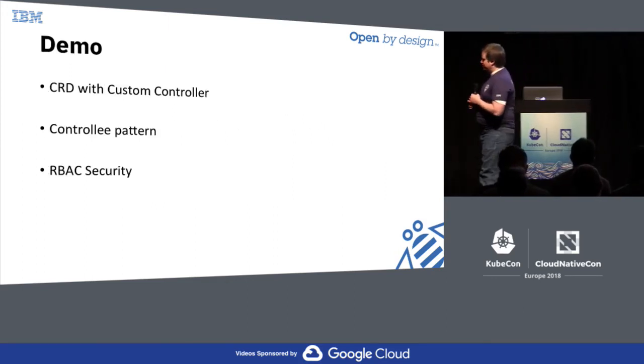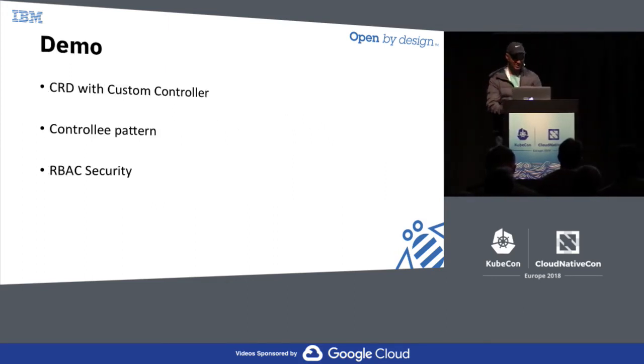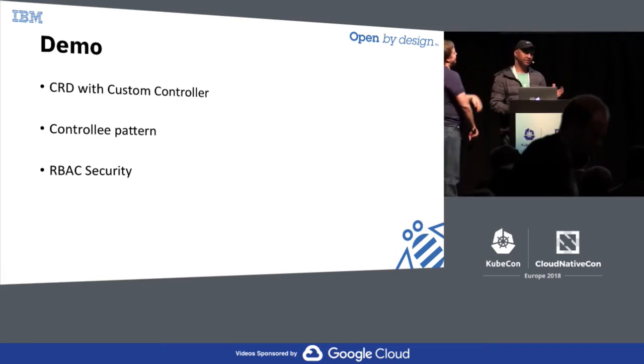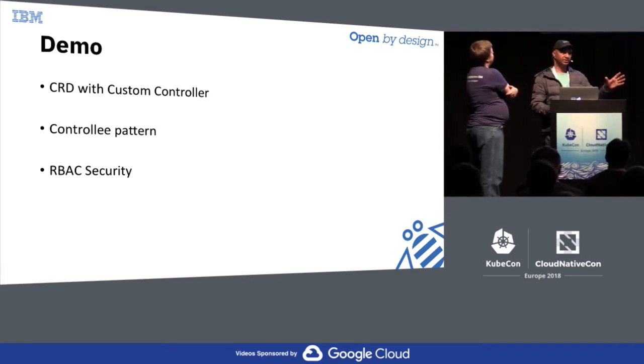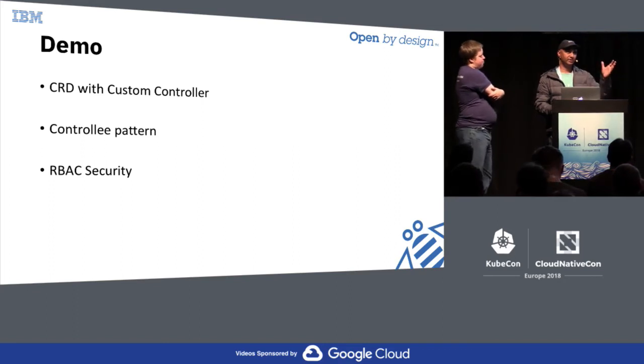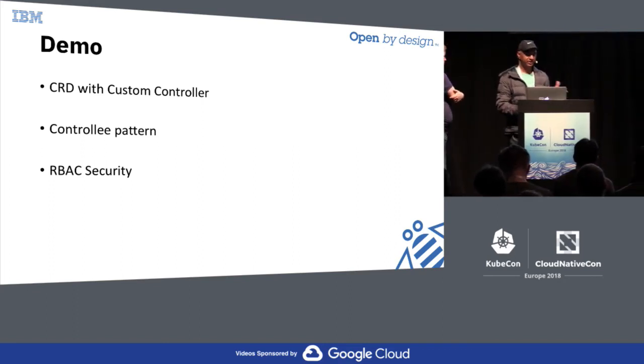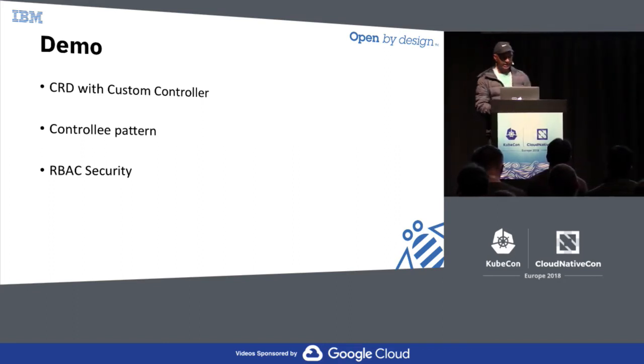Okay. All right, we'll try the second demo. Hopefully this is faster. So what we did in the first demo is we created a custom resource that is doing the work. In the second demo, like Morgan said, we have a controlling pattern that we want to demonstrate.